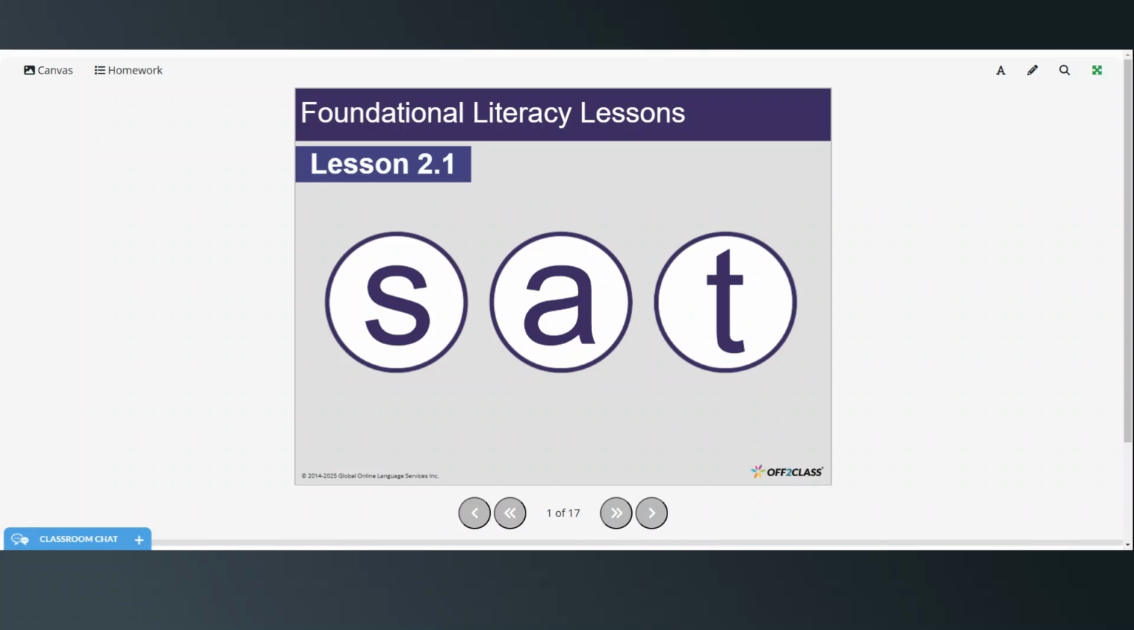This is a foundational literacy lesson. Today we're going to be talking about graphemes. Graphemes are the smallest units that make sound in English. Sometimes they're individual letters, sometimes they can be one or two or more letters. But today we're going to be working with the s, a, and t sounds, and we'll also be working on how to sound out a word.